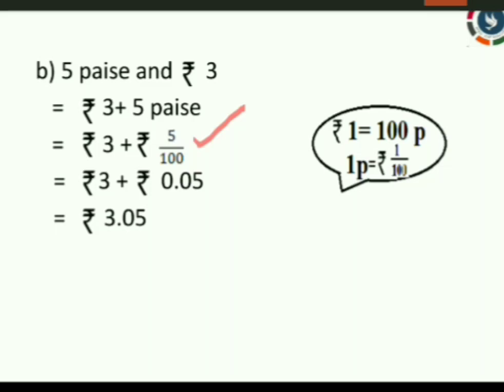So 0.05. Now you have to add these two. 3 is your whole part. 0.05 is your decimal part. So 5 paise and 3 rupees is equal to 3.05 rupees.